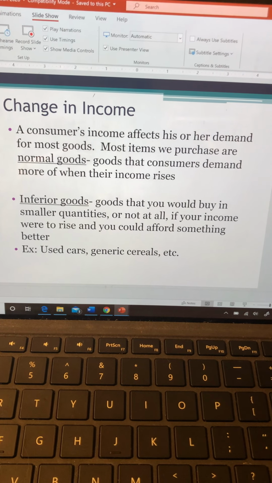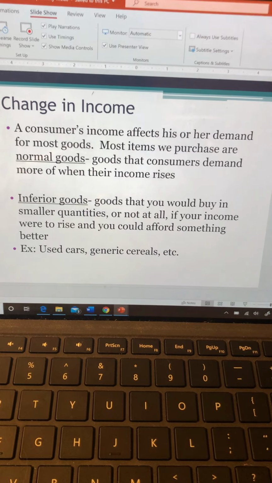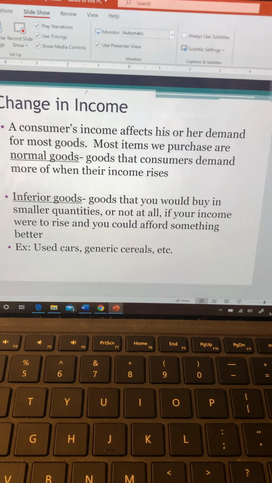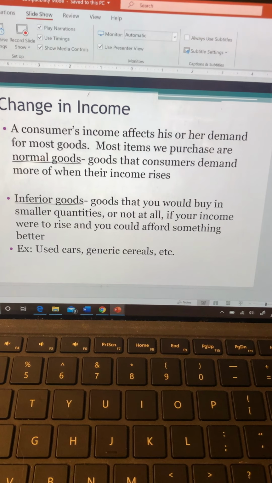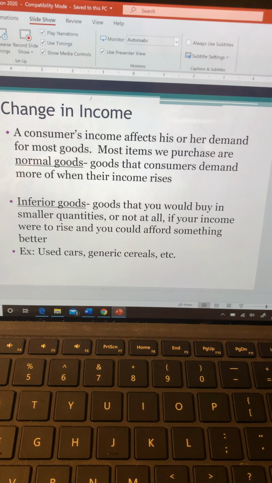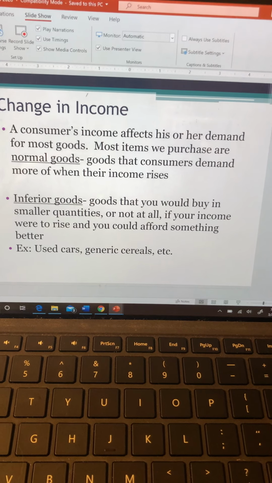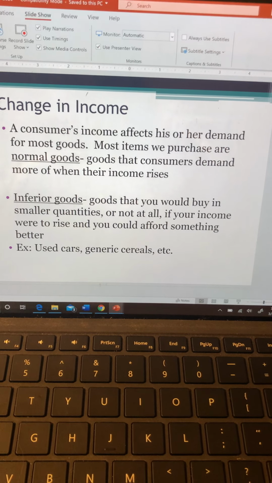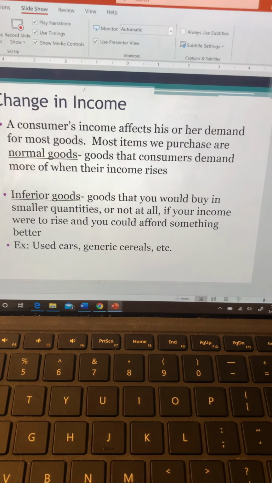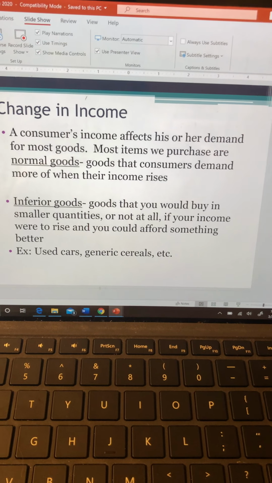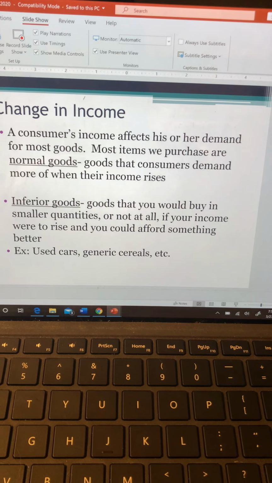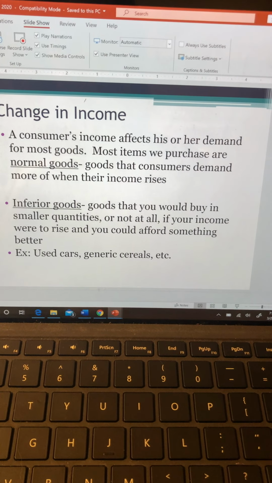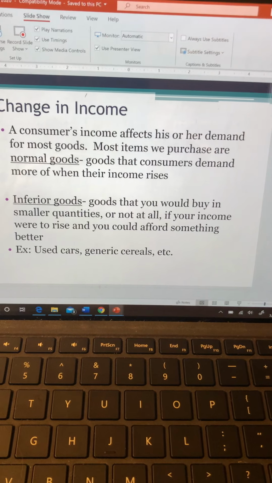So the first one is a change in income. So your income, which means your salary, so how much money you're taking home each month, each year, affects your demand for most goods. Okay? So most items you purchase are normal goods. And that just means they're goods that consumers demand more of when their income rises. Okay? So if your income increases, you are most likely going to have an increase of purchases of normal goods, right? When your income rises, you're going to buy more.